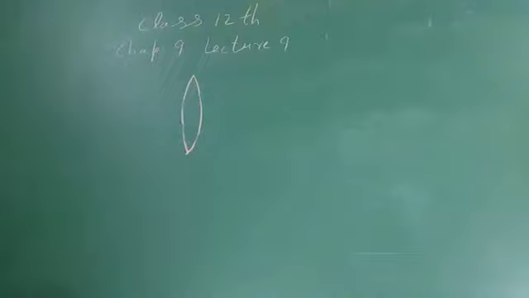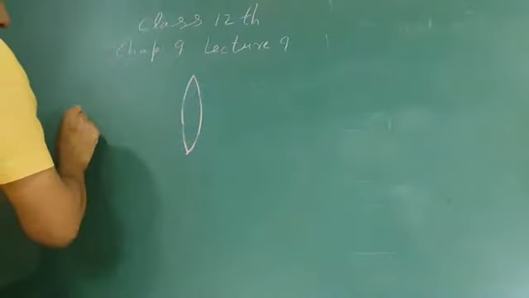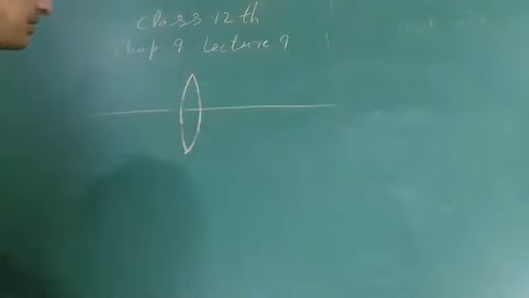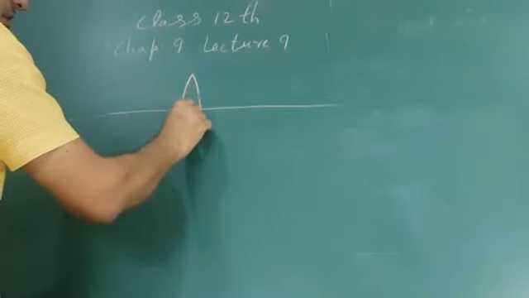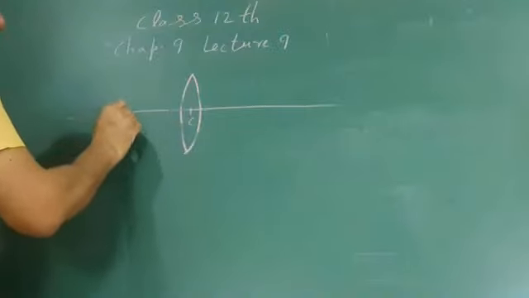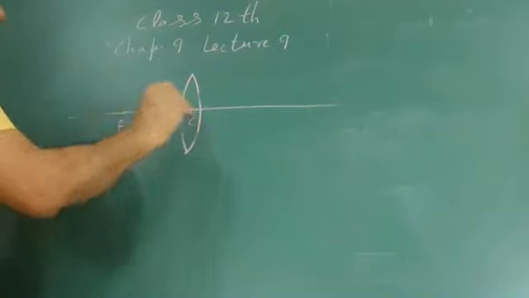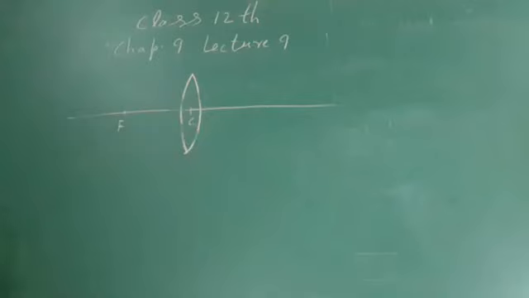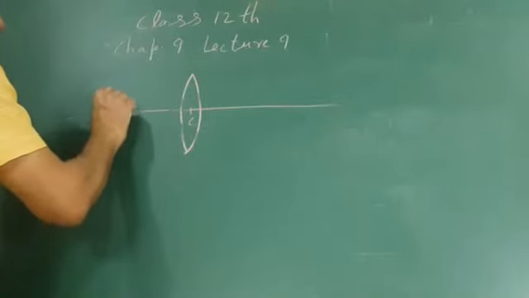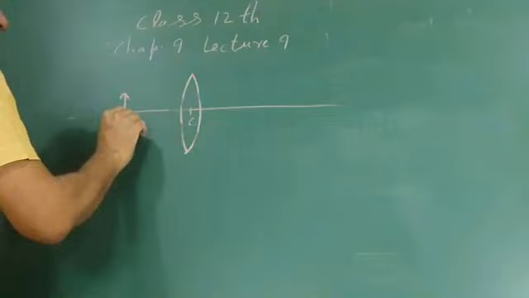It is a convex lens. It is its principal axis, optical center C. It is its focus. If the object is placed at F, in that case the image will be formed at infinity, so the object is placed there. Object A.